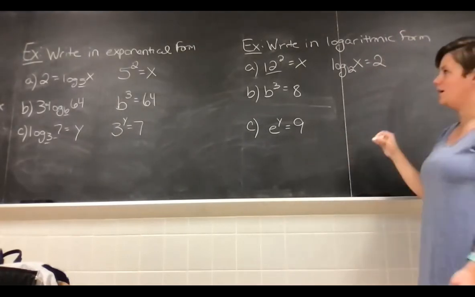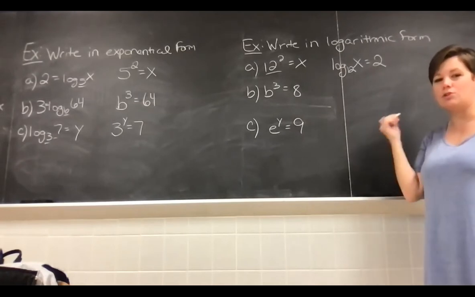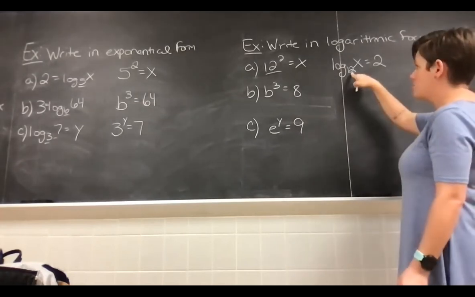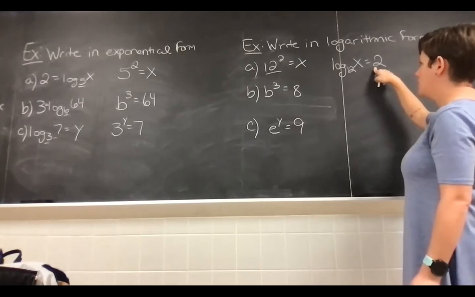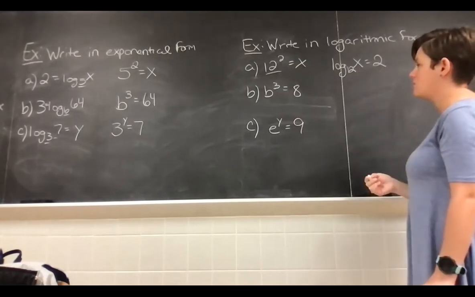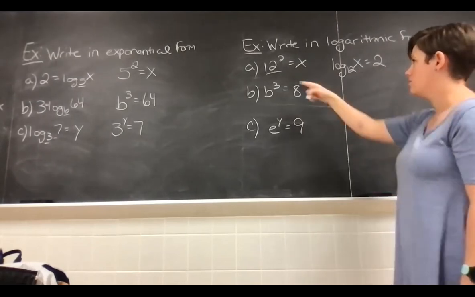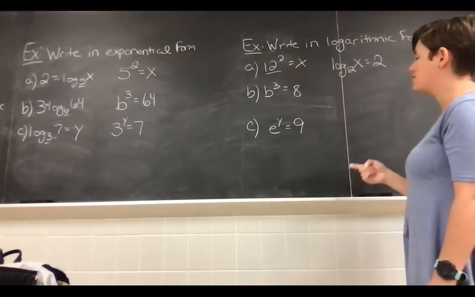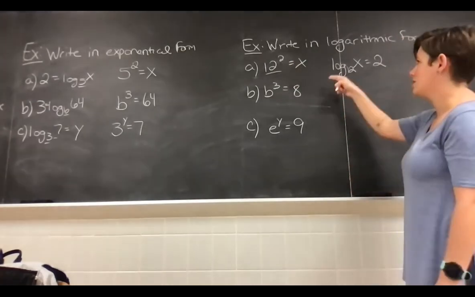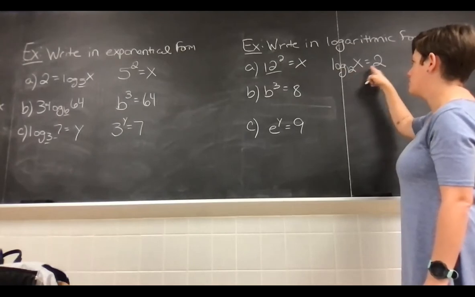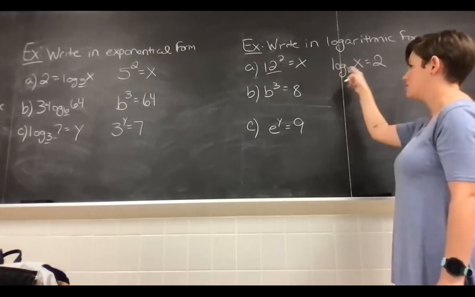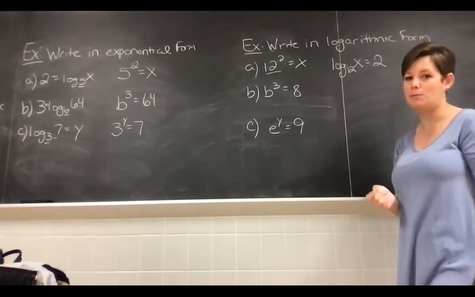Going this direction might take a minute to think through because you're going backwards. Base became the base, the answer became the exponent, and that's what was left inside. Hopefully you can go backwards. That's the best way to check yourself: get it in logarithm and then say base becomes the base, answer becomes the exponent. Does it work? And if it does, then you probably did it correctly.